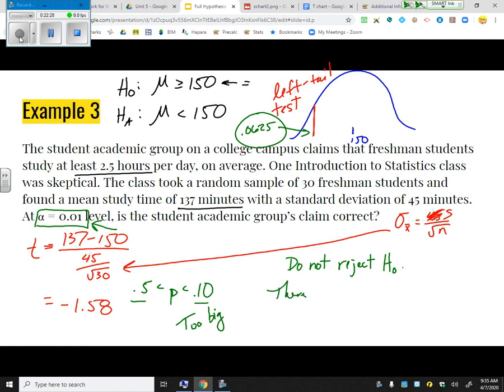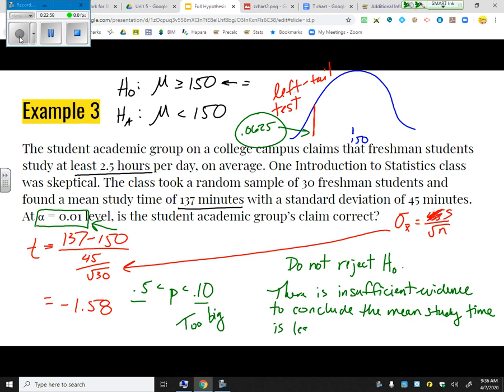So we say there is insufficient evidence to conclude whatever my H0 is. The mean study time for freshmen is less than 2.5 hours. Okay. I've worded it very similar. Whether I reject H0 or do not reject H0, it's either there is sufficient evidence or there is insufficient evidence to conclude whatever your H sub A is. You just have to restate it.